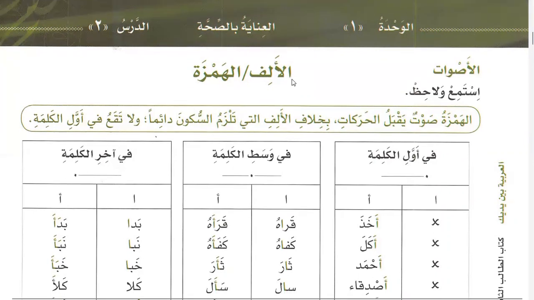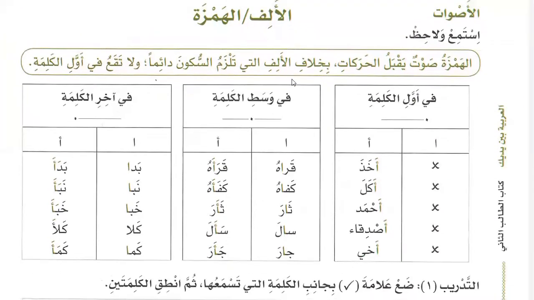Al-hamzatu sautun yaqbalul haraka. But here we will use the definition in which we will say that when alif is with sukoon, it is called alif, and when alif has any harkat, any vowel or a hamza sign, then it is called hamza. So alif without vowel and without hamza sign is called alif, and alif with any vowel or with hamza sign is called hamza.